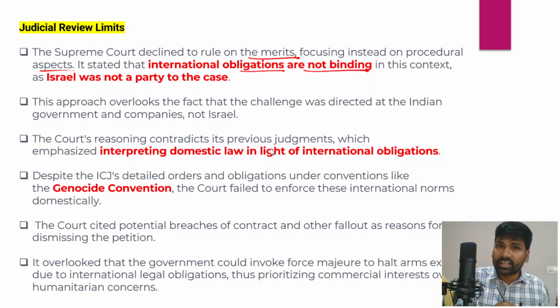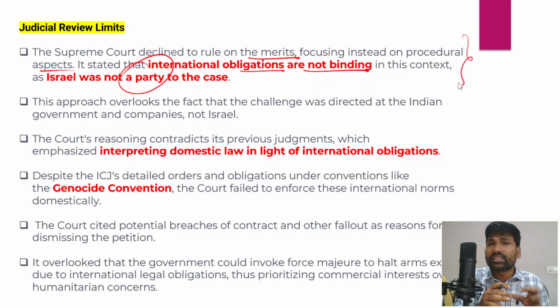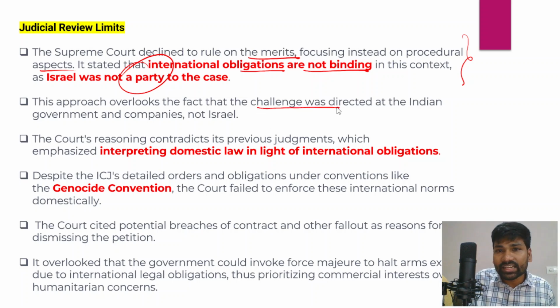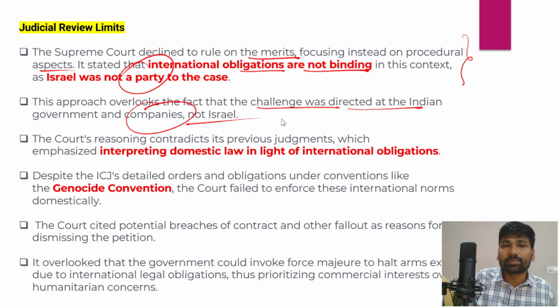Why not binding in this context? Because Israel was not party to this particular case, and because of that reason the international obligations will not be binding. And this particular approach of the Supreme Court also overlooks the fact that the challenge was directed at the Indian government and Indian companies, but not at Israel.